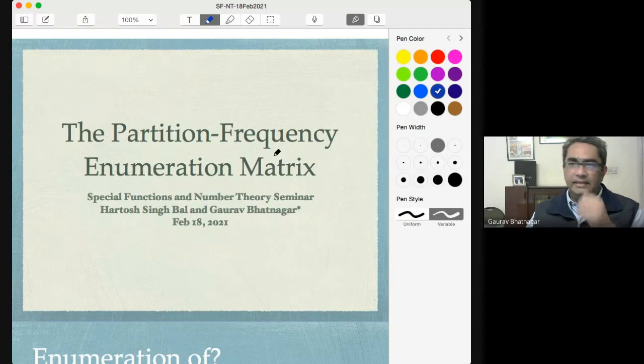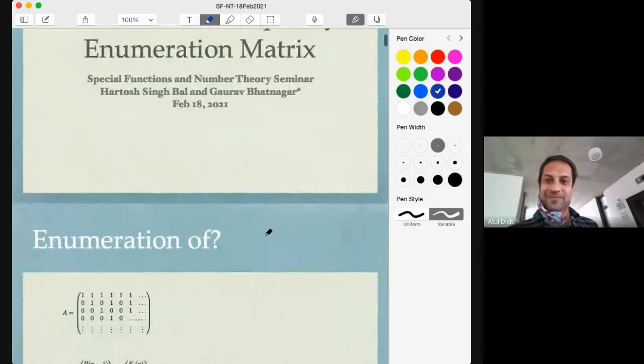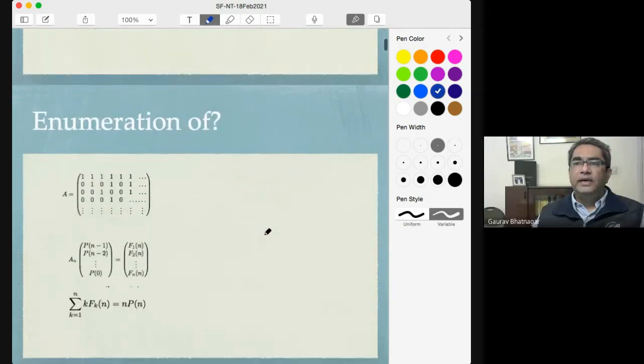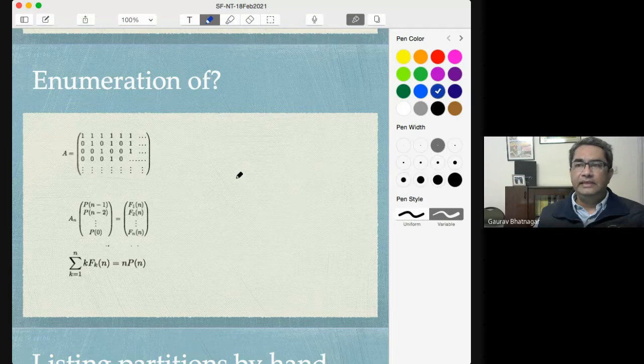Hi everybody, welcome to the special functions and number theory seminar. The topic is the partition-frequency enumeration matrix, and this is joint work with Hartosh Singh Bal, who is also in the audience. Okay, so what are we enumerating, and what is this partition frequency enumeration matrix?